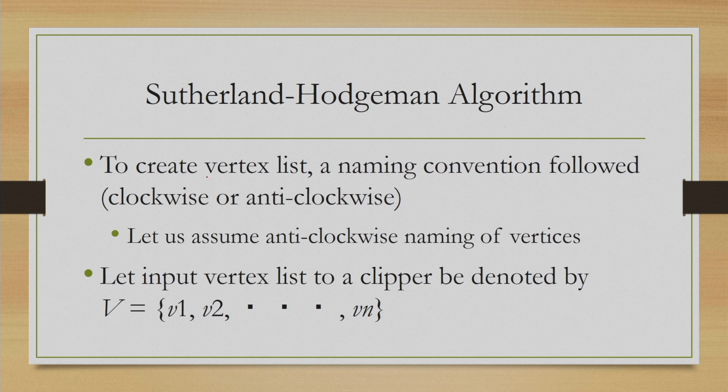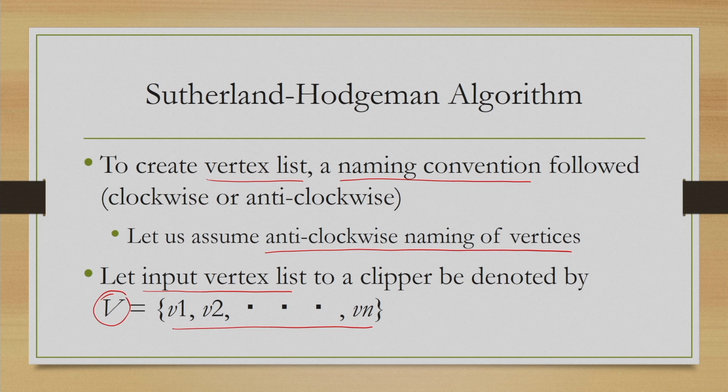Now, to create a vertex list as output, or also to provide the input vertex list, we need to follow a naming convention, whether to name the vertices in a clockwise manner or anti-clockwise manner. Here again we will assume that we follow an anti-clockwise naming of vertices. With these conventions, let us denote the input vertex list to a clipper by the set V having these vertices.